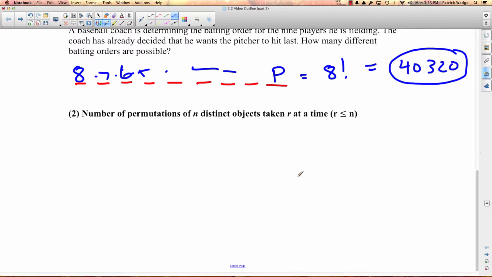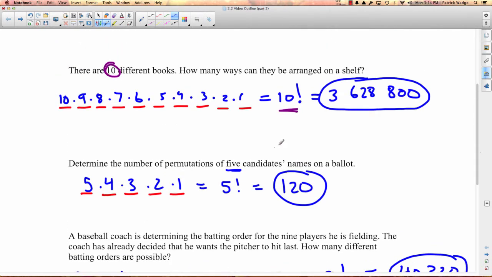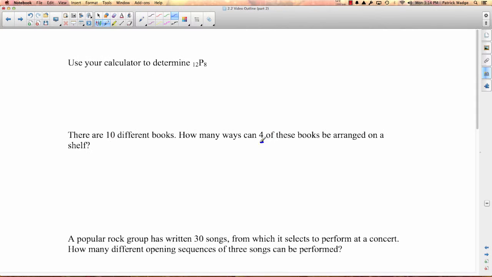Now, here's some stuff that's new. Actually, this isn't new either if I really think about it. We did questions like this too. Type 3, which we'll do next day, is new. So type 2 is the number of permutations of n distinct objects taken r at a time. So this time you might not be taking all of them. For example, with the 10 different books, we arranged all 10 on the shelf. But what if we only arranged 4 of those books?